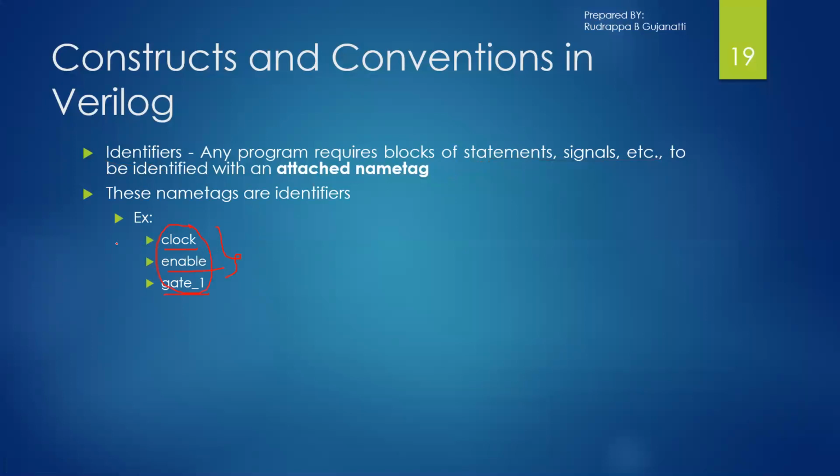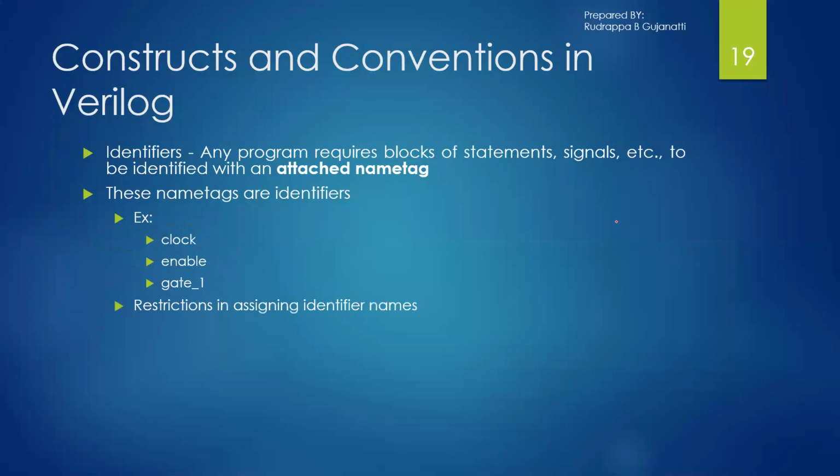What type it is, that we have to see: whether clock is input, enable is input, whether this is output, whether anything else is there as in-out, whether anything is present as wire. So these are the different things that come under the name tags.